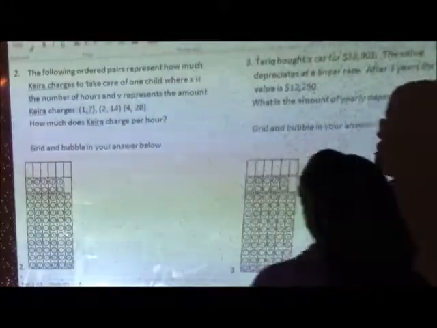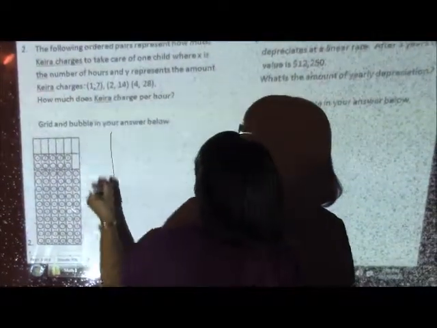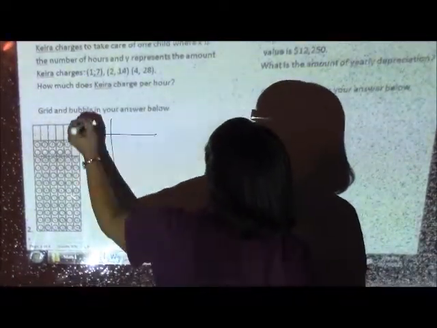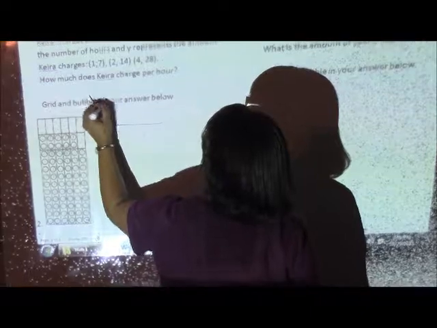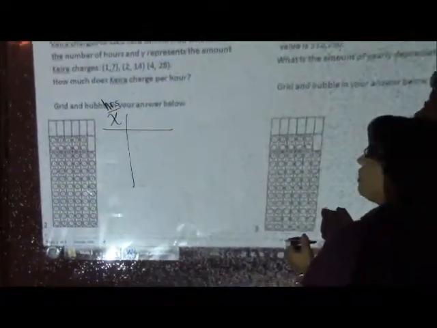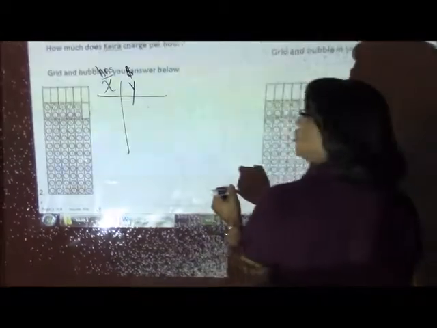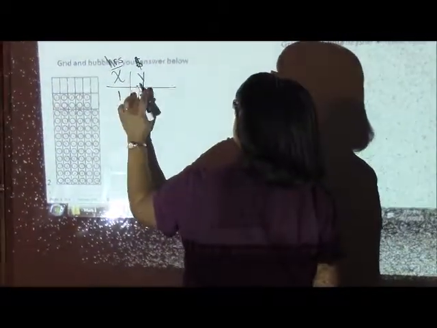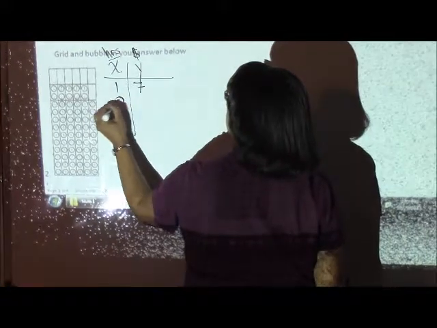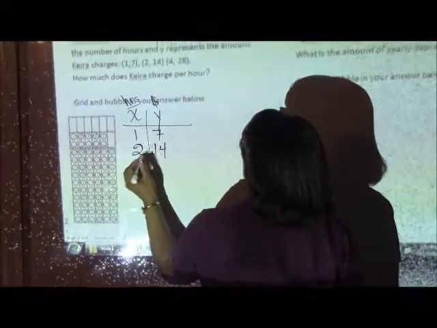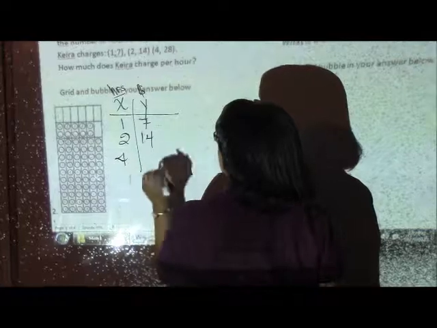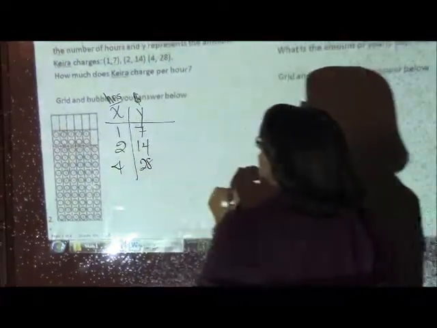The following ordered pairs represent how much Kiara charges to take care of one child, where x is the number of hours. So we know that the x represents the number of hours. We can do a little table here. And y represents the amount she charges, so we know that's going to be your money. So for 1 hour she charges $7. For 2 hours she charges $14. For 4 hours she charges $28.